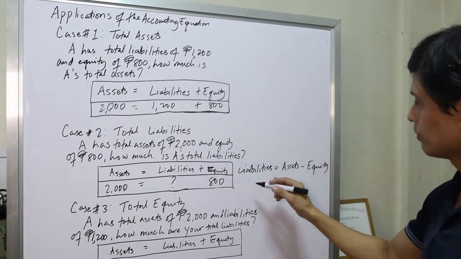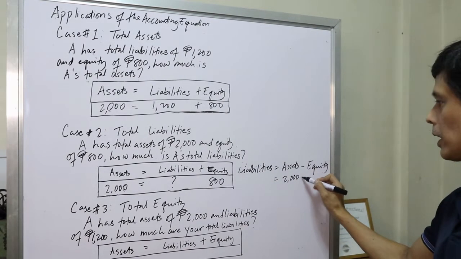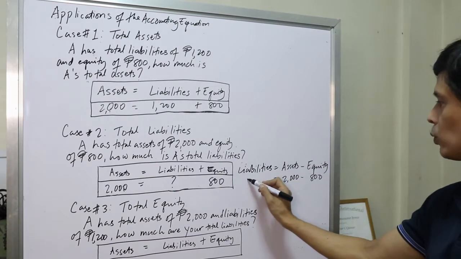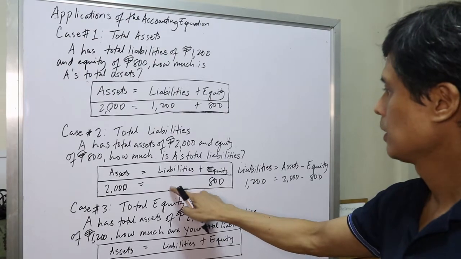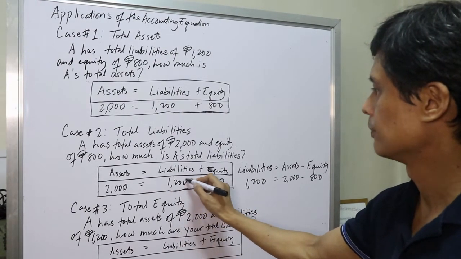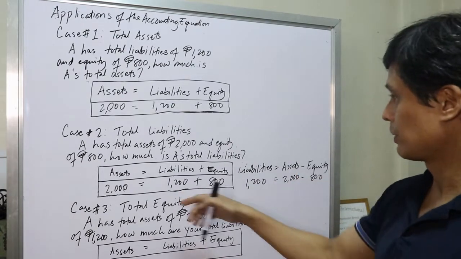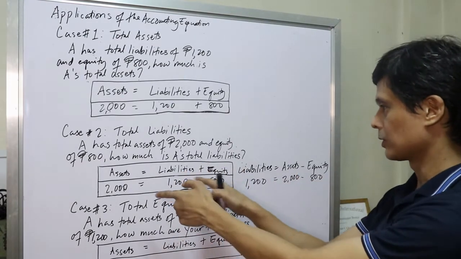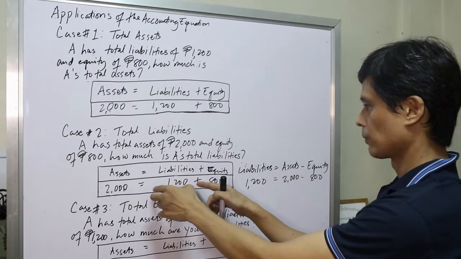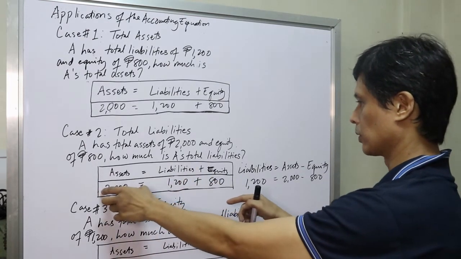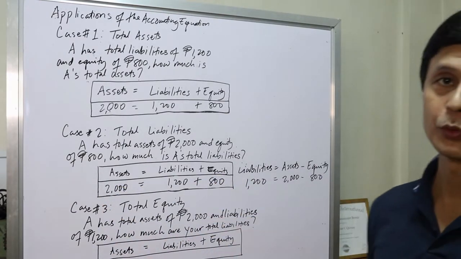So written in different form, no? Assets is 2,000 and liabilities is 800 will give you 1,200. So this must be 1,200. So kahit hindi mo naman gawin ito, pwede mo nang you just squeeze the amount, no? So 800 plus yung na yan, no? Or 2,000 less 800 will give you 1,200. Now case number 3, it's total equity.